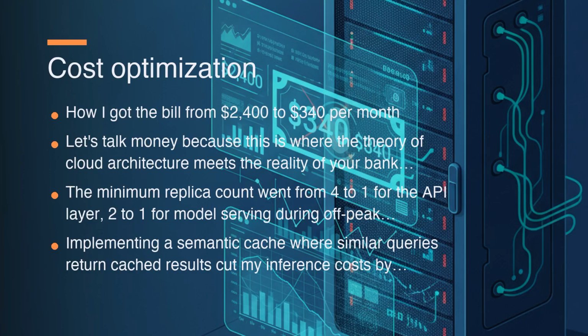Between 2 a.m. and 6 a.m. my time zone, traffic drops to basically nothing. I scaled down to absolute minimum during those hours. The biggest single savings came from reserved capacity commitments for the resources I know I'll always need. GCP gives you significant discounts for committed use, and once your baseline is stable and predictable, there's no reason to pay on-demand rates for that baseline.